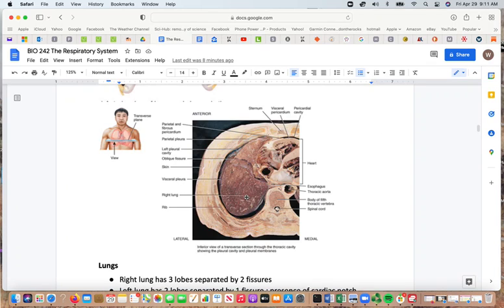So this allows you to see a transverse cut of the body where you can see where the lungs are and the potential space of those different layers, your pericardial cavity, the visceral pericardium.